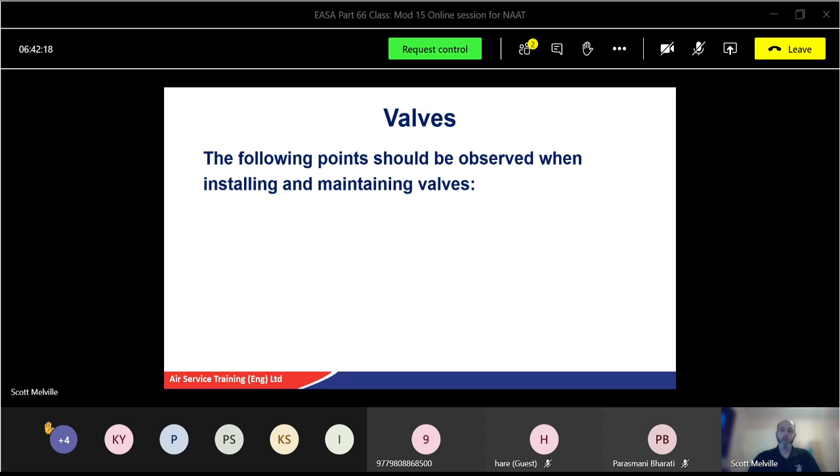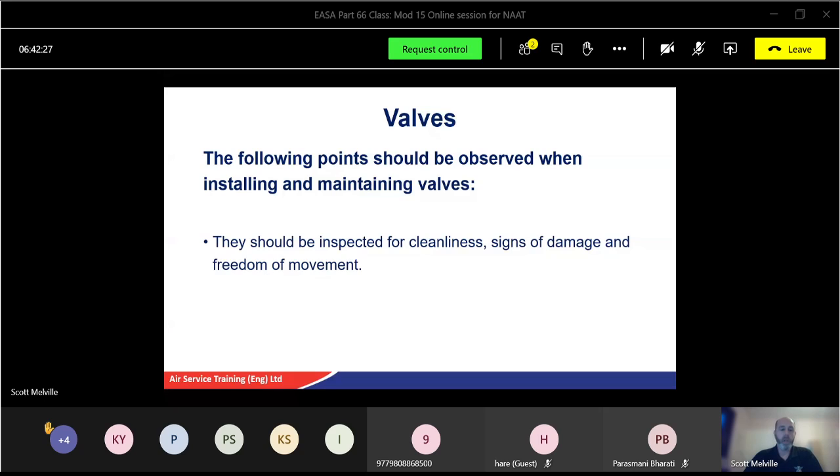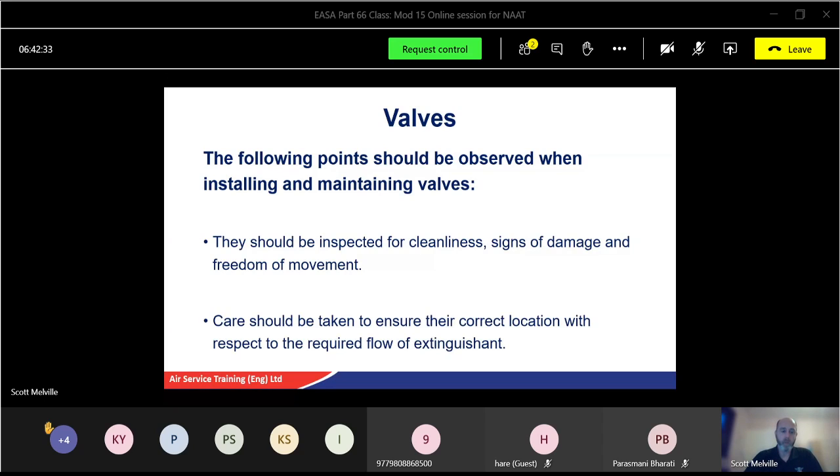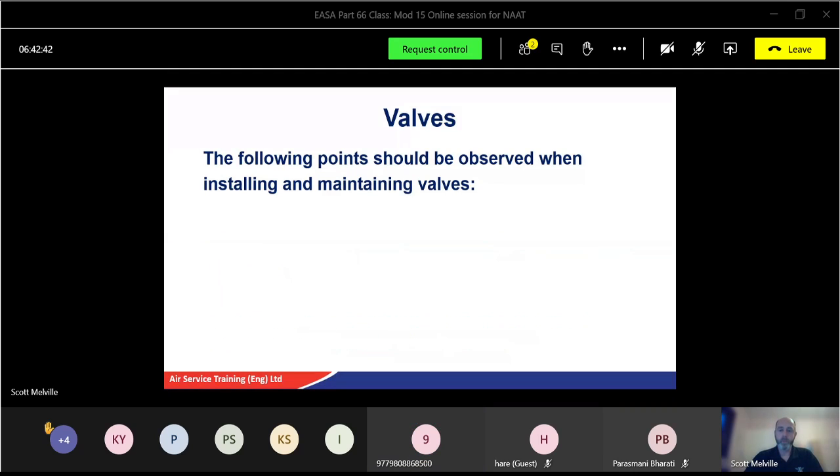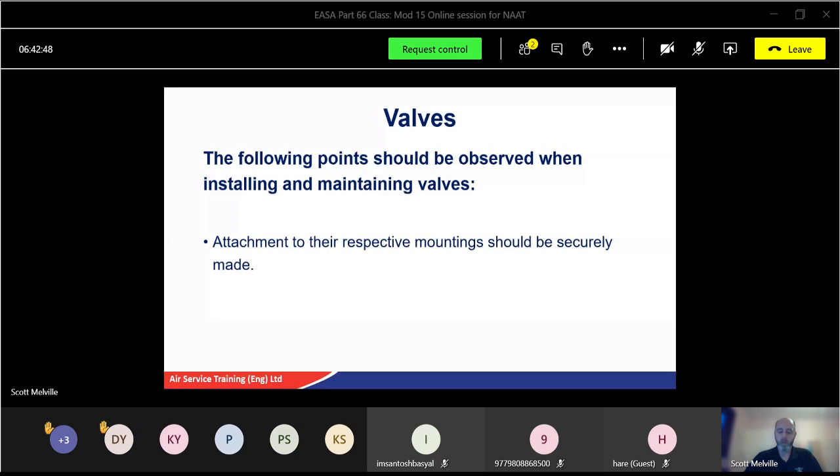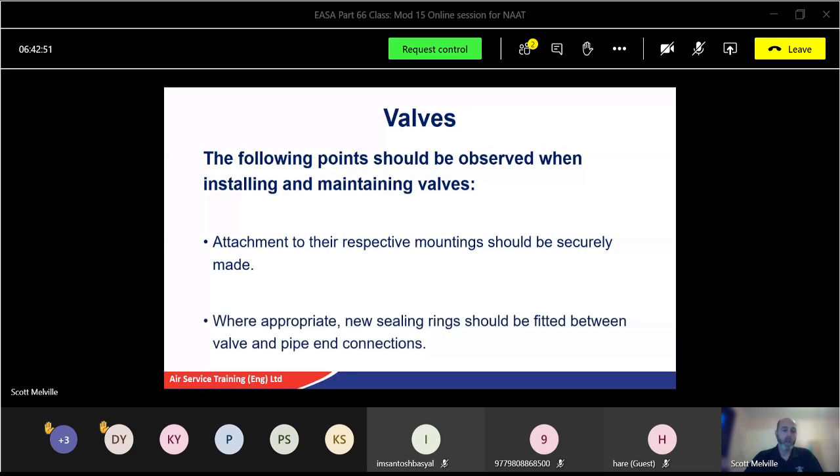Okay. So move on with valves. It says there the following points should be observed when installing and maintaining the valves. Should be inspected for cleanliness, signs of damage, and freedom of movement. Yeah, makes sense there. Care should be taken to ensure correct location with respect to the required flow of extinguishants. Attachment to respective mountings should be securely made. Yeah, we don't want things loose and falling off. And where appropriate, new sealing rings should be fitted between valve and pipe connections as appropriate. Get all common sense stuff there.